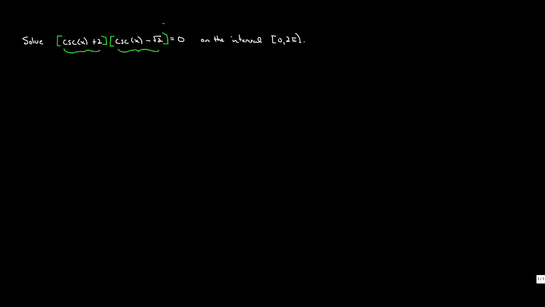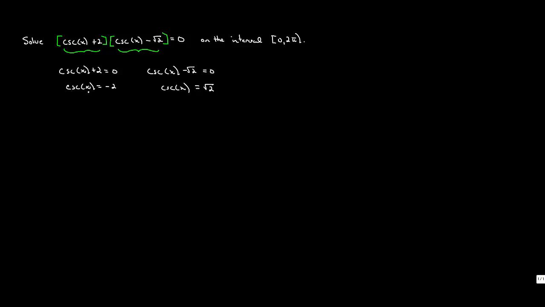So using the zero product property, we know that either this guy's 0 or this guy's 0, or they're both 0. So one solution is when the cosecant of x plus 2 is 0, and the second solution is when the cosecant of x minus square root of 2 is equal to 0. So let's solve these just like we've done the previous problems. This will give us cosecant x is equal to negative 2, and cosecant x is equal to square root of 2.